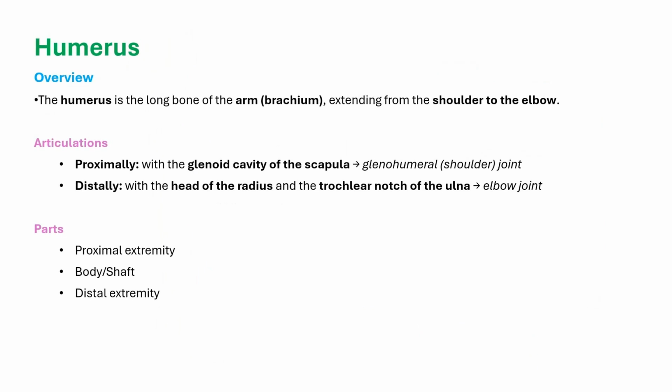Okay, the humerus is the long bone of the arm extending from the shoulder to the elbow. The humerus proximally articulates with the glenoid cavity of the scapula and forms the glenohumeral joint or shoulder joint, and distally articulates with the head of the radius and trochlear notch of the ulna and forms the elbow joint. The humerus has three main parts: proximal extremity or proximal end, distal extremity or distal end, and body or shaft.